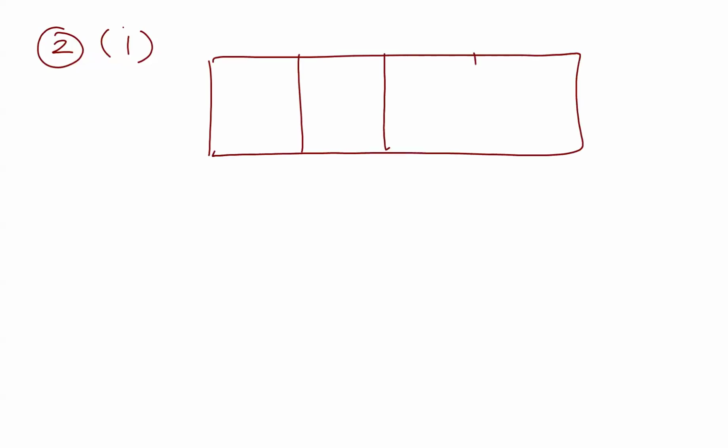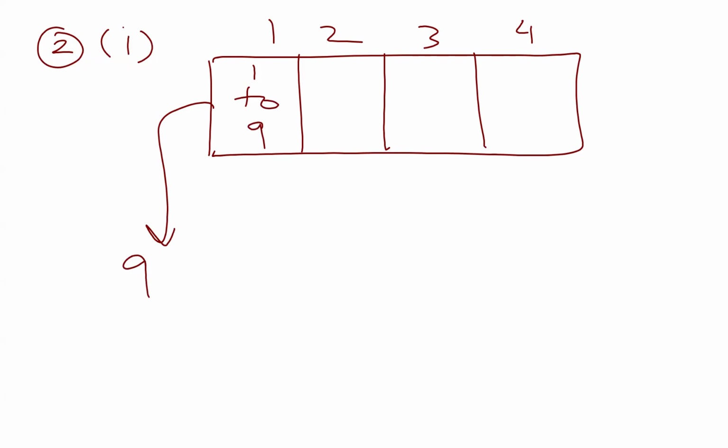Question number 2, sub question 1. How many 4-digit numbers can be formed in which all digits are different? A 4-digit number. So this can be occupied with 1 to 9. There are 9 ways. All different digits, 0 cannot occur in the first place. A 4-digit number cannot start with 0.